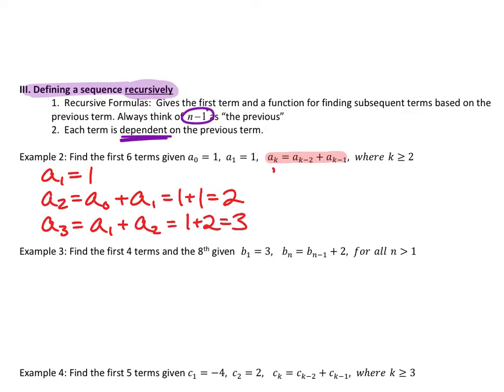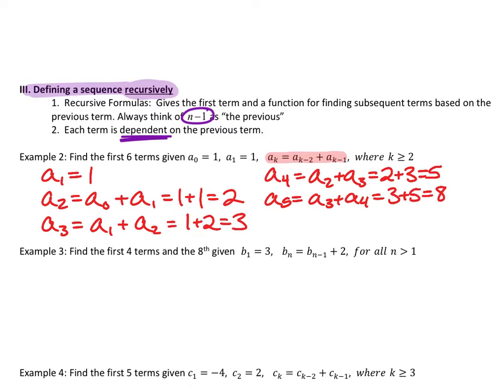We keep going because we're going to find the first 6 terms. a sub 4 would be adding a sub 2 and a sub 3, which is 2 plus 3, that's 5. a sub 5 would be a sub 3 plus a sub 4, the 2 previous and the previous, which is 3 plus 5, that'd be 8. And last but not least, a sub 6 is going to be a sub 4 plus a sub 5, which is 5 plus 8, that's 13.